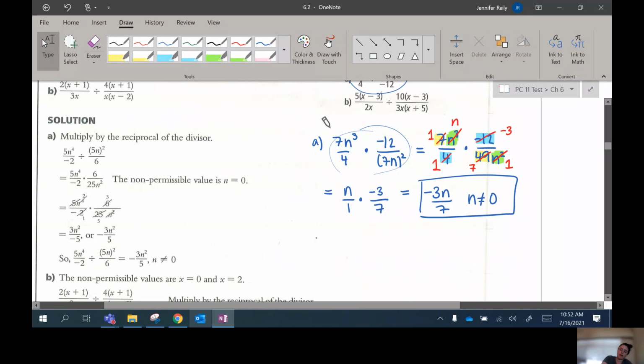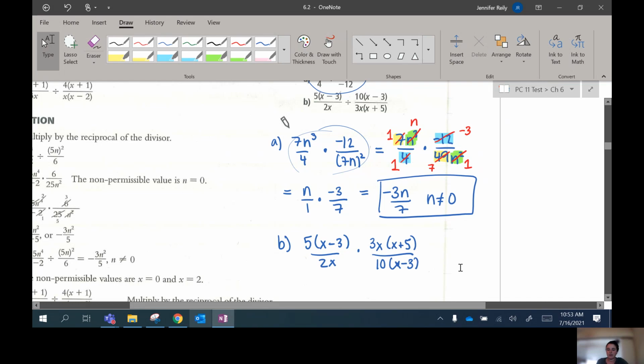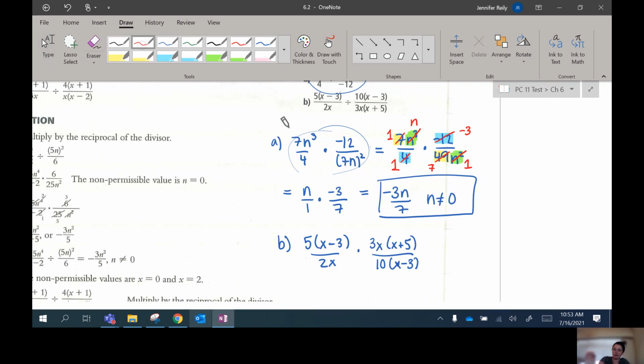Okay, pause here. I'd recommend you try B on your own, but I'm going to do it here as well. So we keep, change, flip. We flip that second fraction, write the reciprocal. And we don't cancel until we've flipped it, until we're in the multiplication format. Let's be better and write our non-permissible values now. So let's write them from the beginning up here.